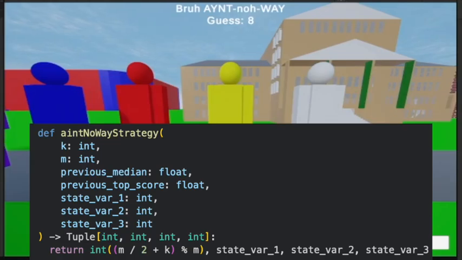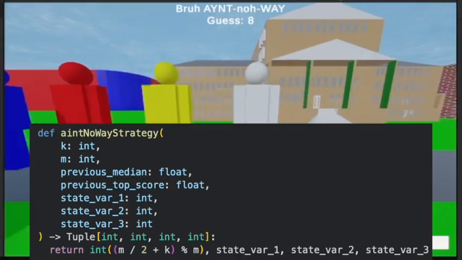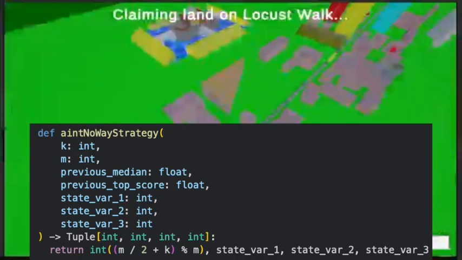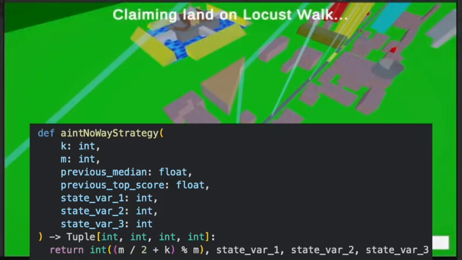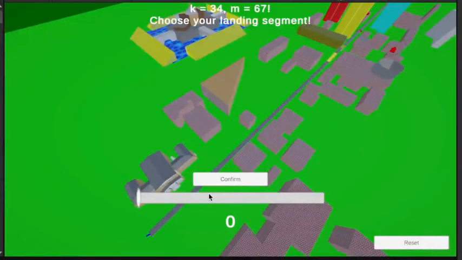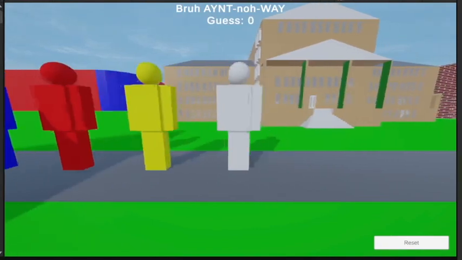This assumes that the median will be M over 2, then adds K and mods M to get the guess. If the guesses submitted are random, then this strategy does very well in the one-round case, as many random guesses will make the median around M over 2. However, there are values of K that can make this strategy a bit questionable, such as if K is M over 2 or slightly above or below M over 2. This can make the in no way strategy guess 0 or M-1.